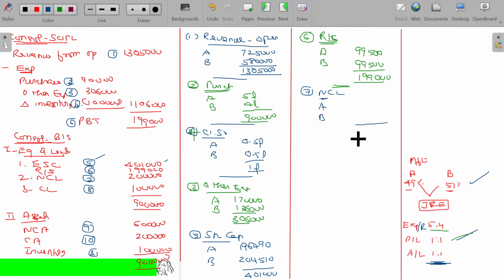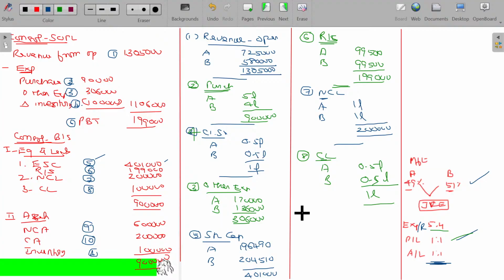First, finish up the SOPL as well as balance sheet, and then you can proceed to the notes to accounts. Then the sum will be very easy. The overall value for NCL being 2 lakhs should be shared equally, 1 lakh and 1 lakh. And eighth one being current liabilities for A and B, overall value being 1 lakh, 0.5 lakhs for A, another 0.5 lakhs is for B.